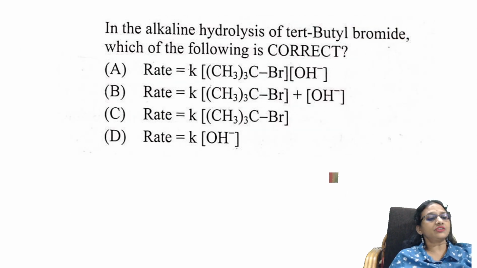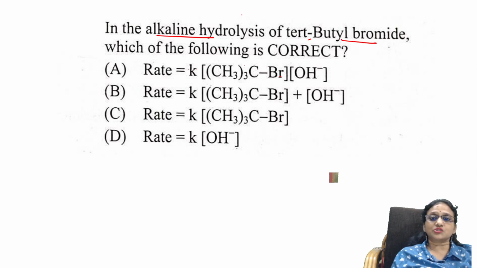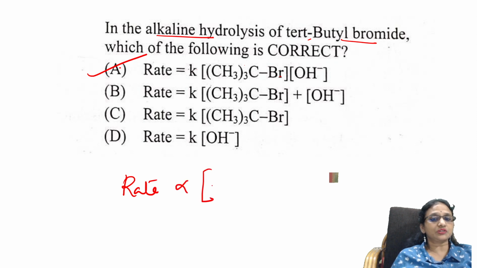In alkaline hydrolysis of tertiary butyl bromide, which of the following is correct? You are doing hydrolysis of a tertiary halide. Here, if both are undergoing reaction, butyl bromide is there and alkaline hydrolysis is there, so two reactants are there. That's why the rate depends upon two concentration terms. Rate is directly proportional to tertiary.